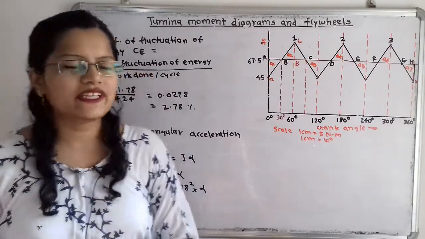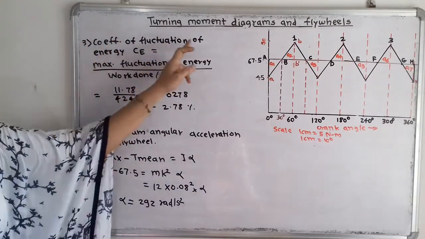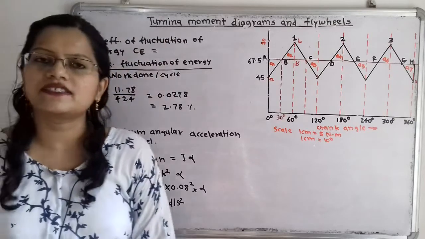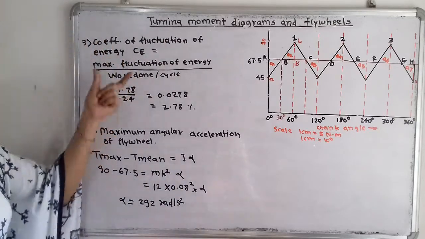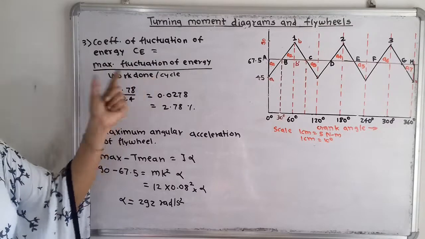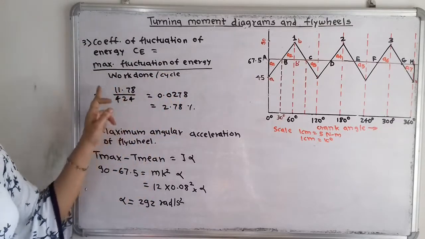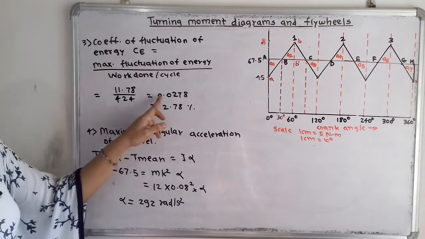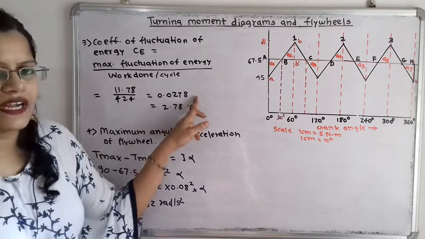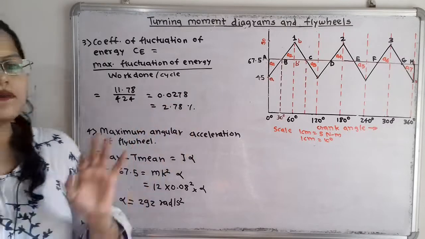Now we will move to the third question, that is coefficient of fluctuation of energy, that is C sub 2, which is equal to maximum fluctuation of energy by work done per cycle. So both of these we have calculated. So if we put in the values, then we will get the answer 0.0278, which is equal to 2.78%.